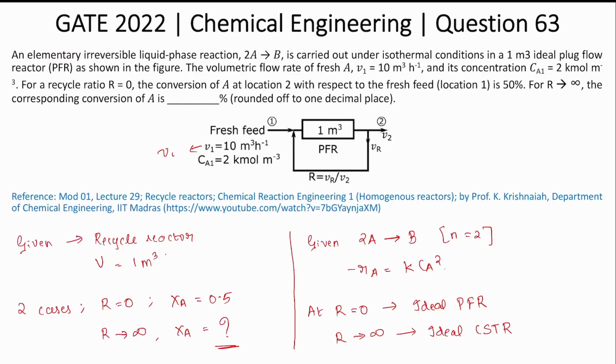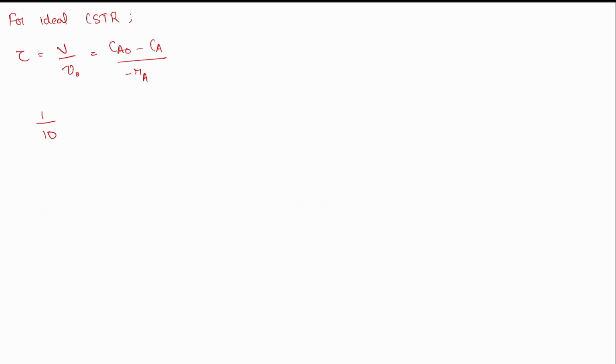So for ideal PFR or ideal CSTR, we can write the design equation as tau is equal to V by nu 0, which will be Ca0 minus Ca by minus Ra. So V is 1 and nu 0 is 10, which is given in the question. So 1 by 10 is equal to Ca0 minus Ca by K Ca square, because this is a second order reaction. So just expand on this equation.